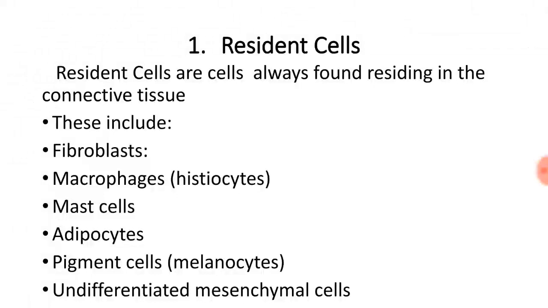So resident cells ni kama seli mama kwenye connective tissue, ambapo zinahusisha fibroblast, zinahusisha macrophages, mast cells, adipocytes, pigment and undifferentiated mesenchymal cells. So hizi ni aina ya cells ambazo wakati wote utazikuta kwenye connective tissue, zinapatikana pale kama seli mama.